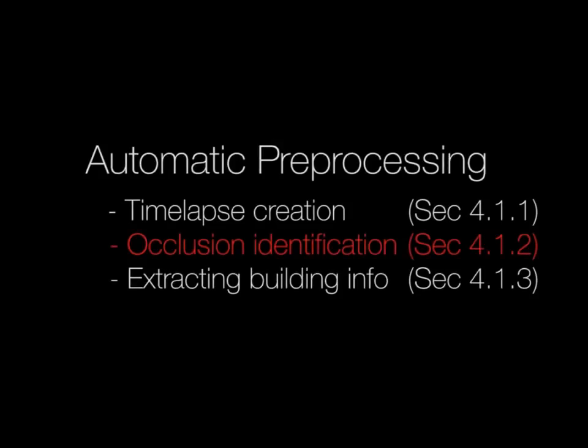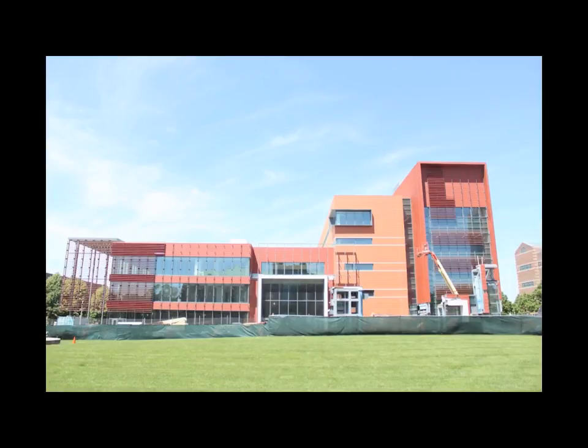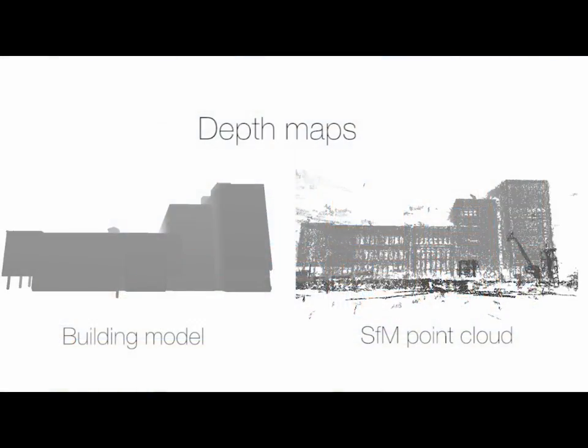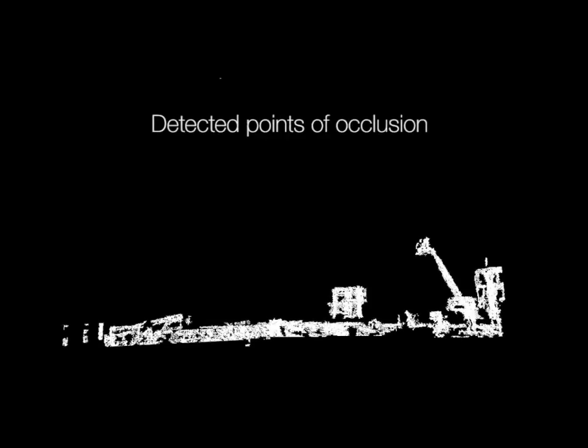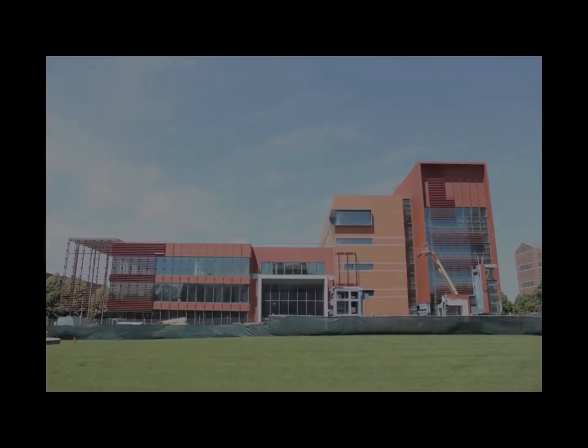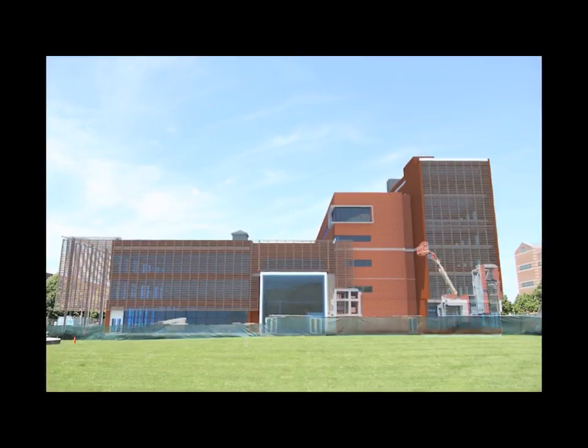Our system also attempts to identify static and dynamic occlusions present on the site. Static occlusions are estimated by comparing the depth and normal vectors of the 3D model and the point cloud obtained via structure from motion. Differences are detected and smoothed using a variant of the cross-bilateral filter. Occlusion analysis can provide a more aesthetic view of future renderings.